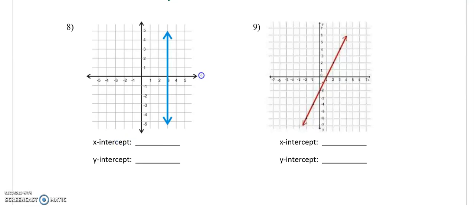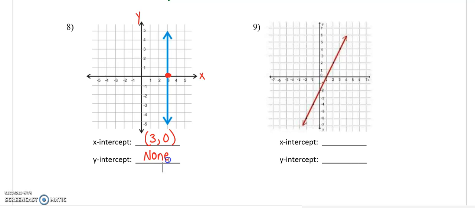Our x-intercept, again, remember this is our x-axis, the horizontal one. So for the x-intercept, we're looking at the point where our graph touches the x-axis. Looks like that's at the x value 3. So my x-intercept is going to be 3, 0. The y-intercept is where your graph touches the y-axis. Do you see this graph touching the y-axis at all? No, it's going straight up and down. That means there's no y-intercept, so I would just write none. Alright, it is possible to not have a y-intercept.